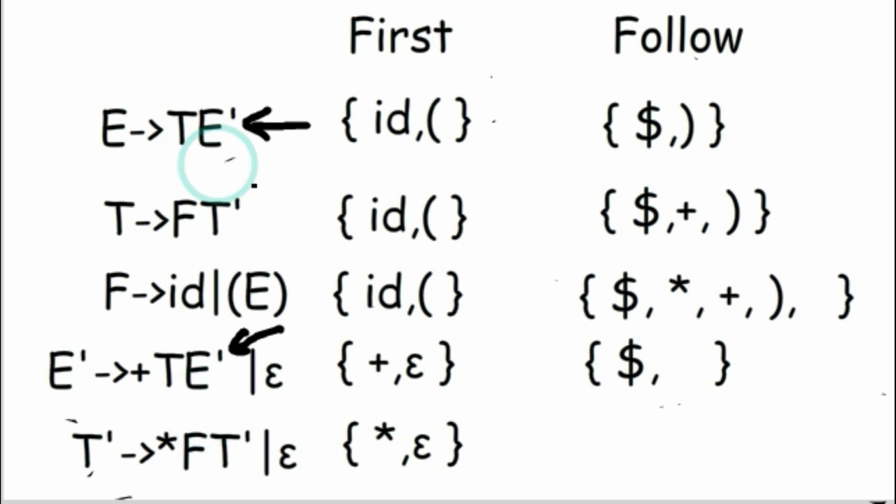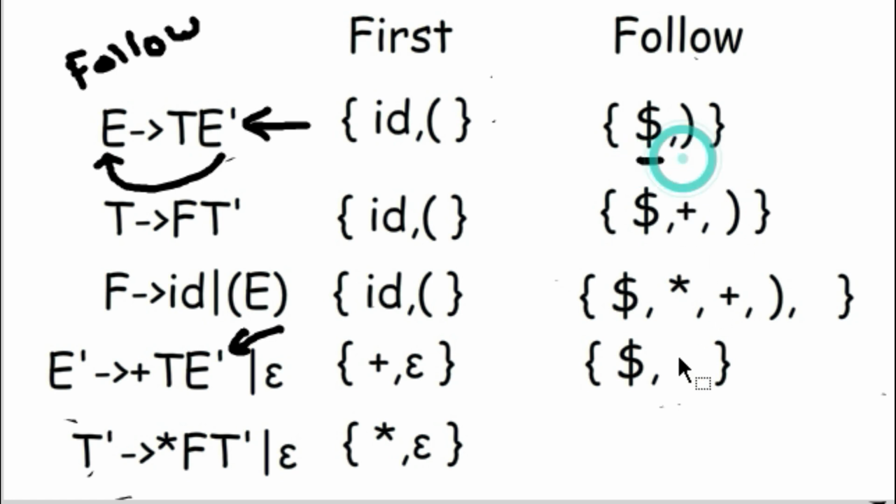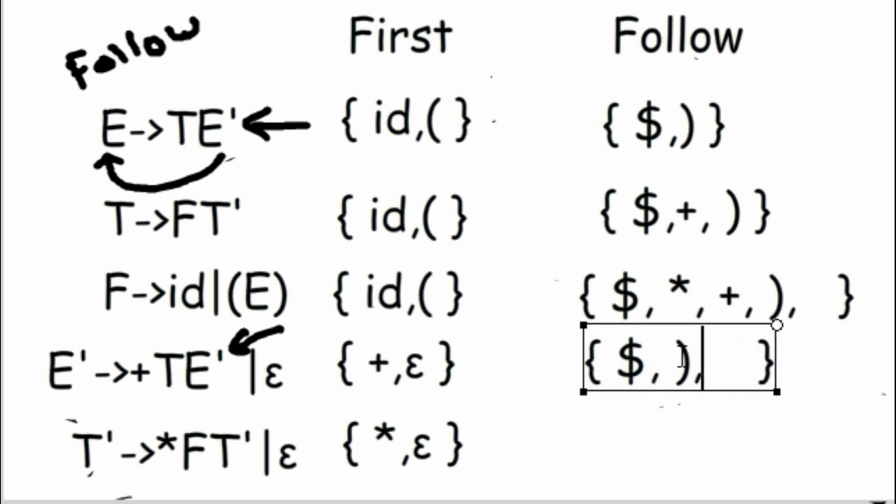So let us look at this E dash and this E dash. When we look at this E dash, there is no symbol after it. So we will have to go to the start. And when we go to the start, we don't have to find the first of a start symbol. We have to find the follow of a start symbol. Now what is follow of this E? The follow of this E is written right here. Follow of E, which is dollar and close bracket. Dollar is already there. So let us write close bracket, which is not there. So close bracket.